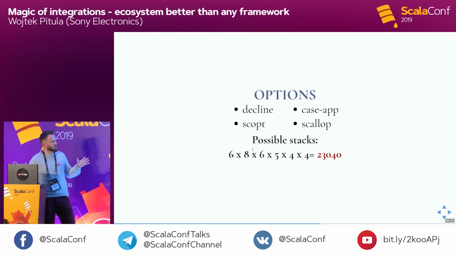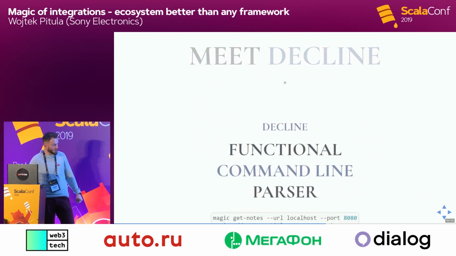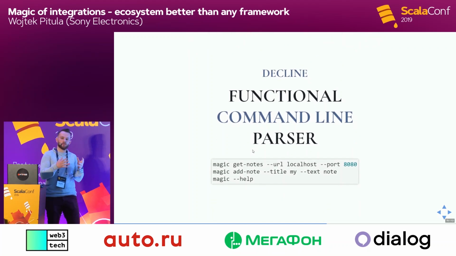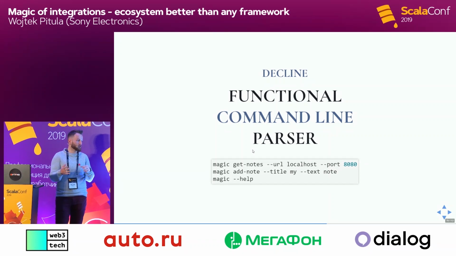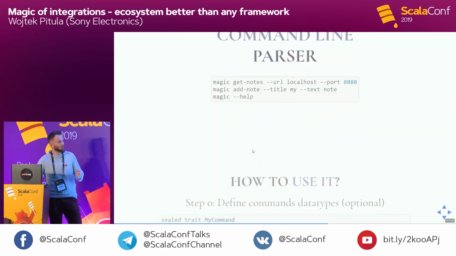There are four options in Scala to parse the console arguments, and I will talk about Decline. This is what we want to achieve: we execute a program, we pass a command there, some additional arguments, and our stuff gets executed.